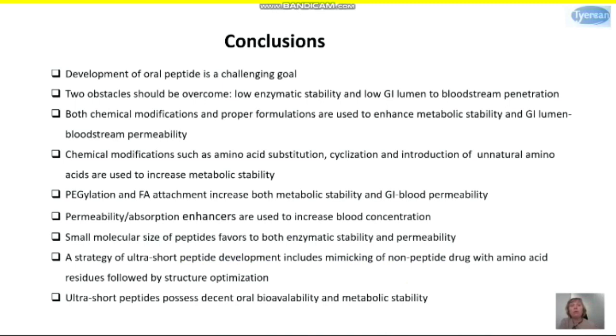To summarize, development of orally available peptides is a challenging goal. Two obstacles should be overcome: first of all, low stability in biological media, and low penetration from the gastrointestinal lumen to the bloodstream. To overcome these obstacles, several approaches can be used, such as modification of the amino acid sequence, including PEG or fatty acid fragments in the structure of the molecule, using some permeability enhancers, and shortening of the amino acid sequence. And I illustrated one of the approaches which can be used to create an orally available ultra-short peptide. This approach has been illustrated by the development of GVS111, a dipeptide derivative with cognitive enhancer properties.